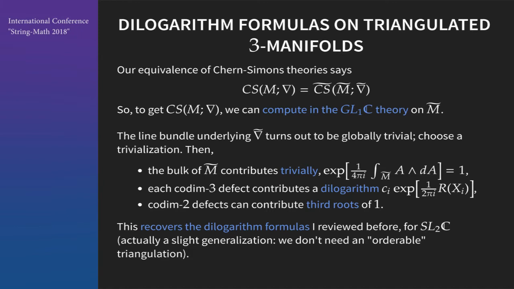And then there is one extra subtlety, which is responsible for about 2 years of the length of this project, which is that you have to include these codimension 2 defects, and the codimension 2 defects can contribute third roots of unity. And so this is the sort of Abelianization explanation of the dilogarithm formulas that I told you before in the case of SL2C. Actually, it's a very slight improvement of those formulas coming from these third roots of unity.